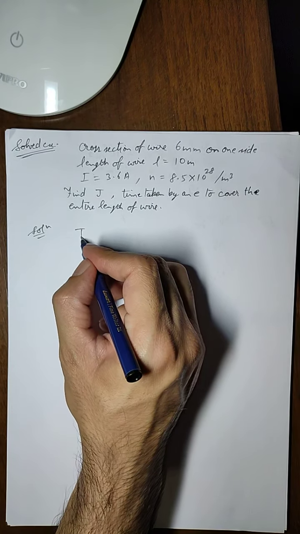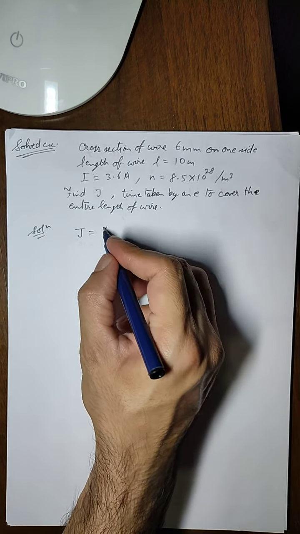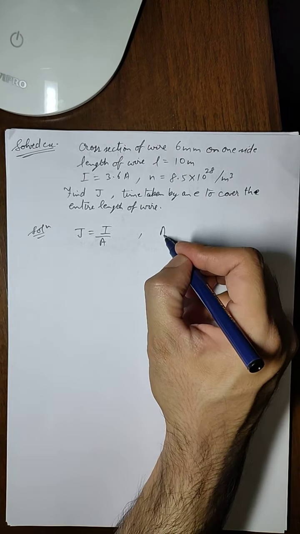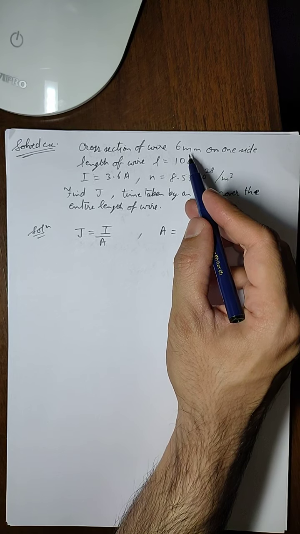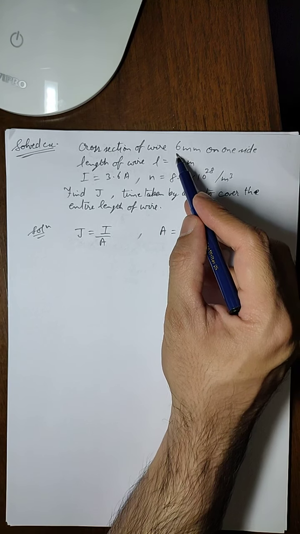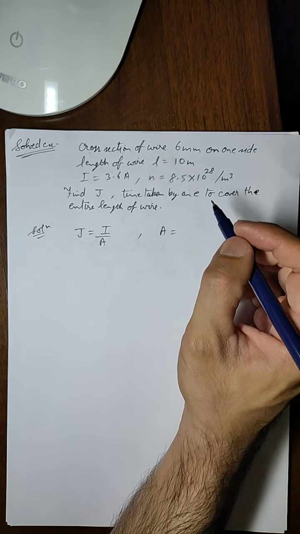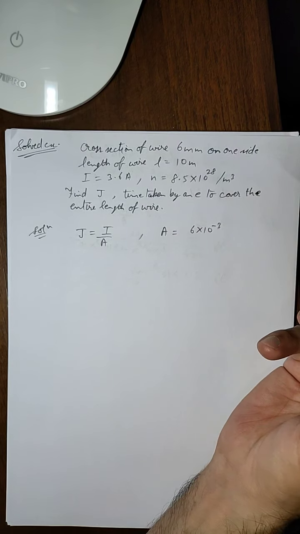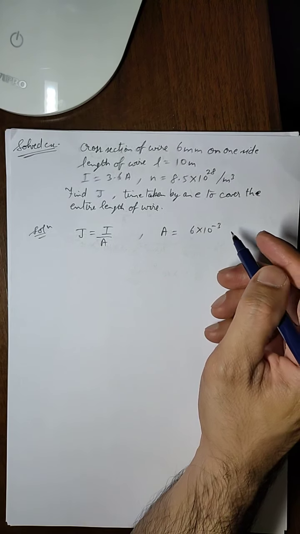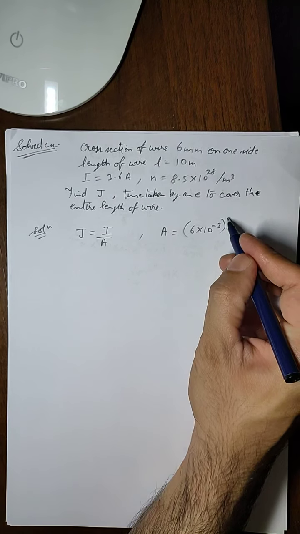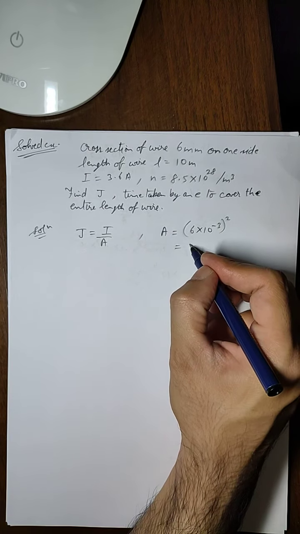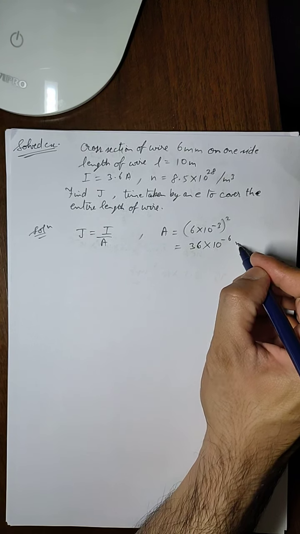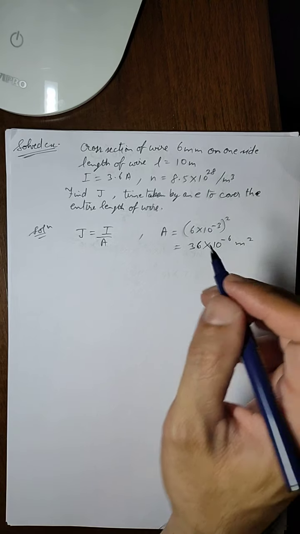So we already know that current density is equal to current upon area. Now area here we have to calculate. We are given that the cross section of wire is 6 millimeter on one side. So that means we have 6 into 10 to power minus 3 meter on one side. So area will be square of this, so it will be equal to 36 into 10 to power minus 6 square meters. This will be our area.